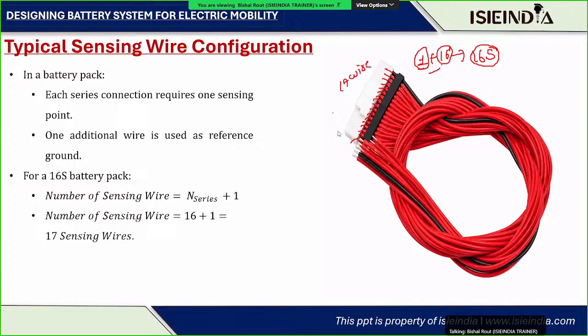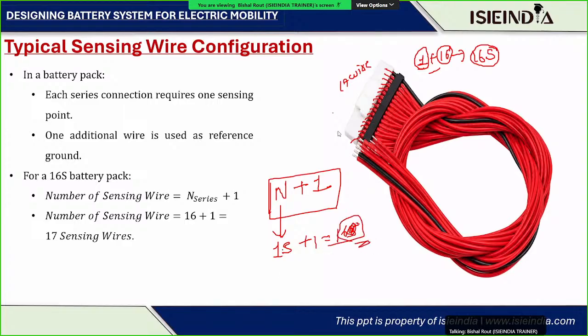So generally, if I'm talking about the sensing wire, the typical sensing wire configuration is N plus 1. How many sensing wires are there? N plus 1. N is the number of cells connected in series. How many cells connected in series? 15 cells. So 15 cells plus 1, sorry, 16 sensing wires are there. And this is a 15S BMS. So in a 15S BMS, 16 sensing wires are there, out of which 15 are red wires and 1 is a black wire.